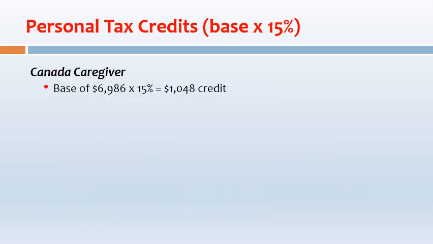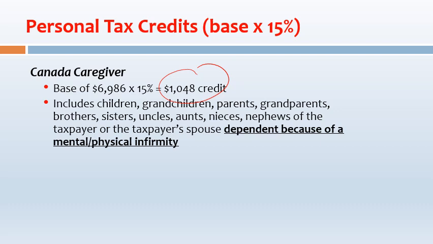Next up is the Canada Caregiver Tax Credit, which is a fairly common tax credit, the base of which is shown and the related credit is shown right here. This is available to taxpayers who are caring for a child, grandchild, parent, grandparent, brother, sister, uncle, aunt, niece, or nephew of themselves, of the taxpayer, or of their spouse.